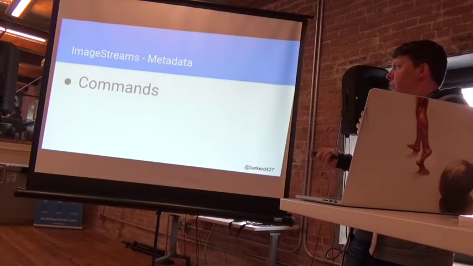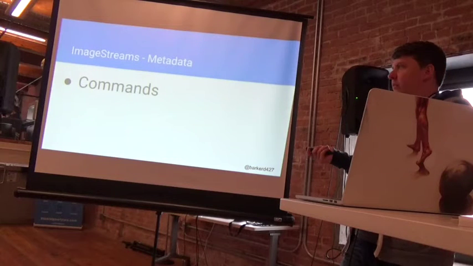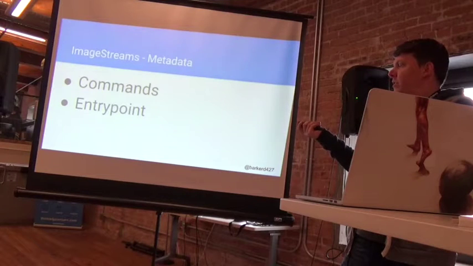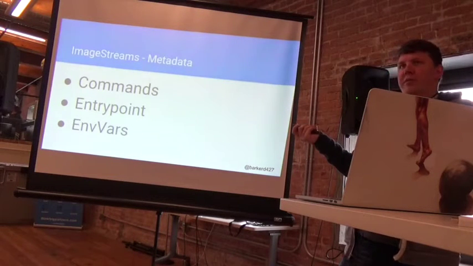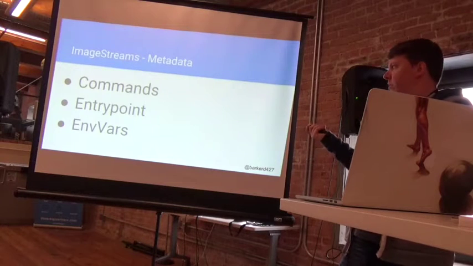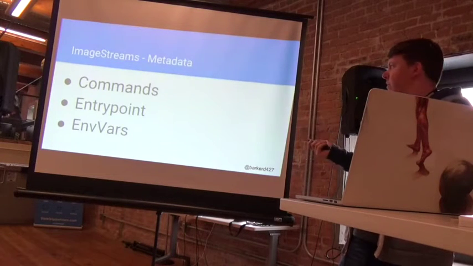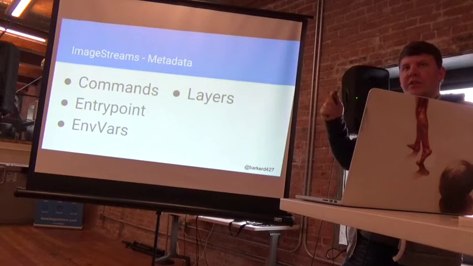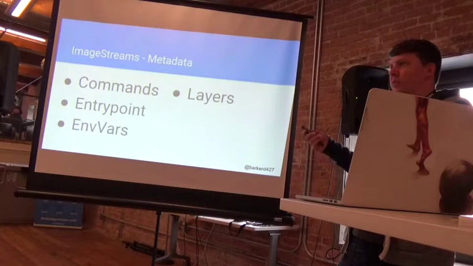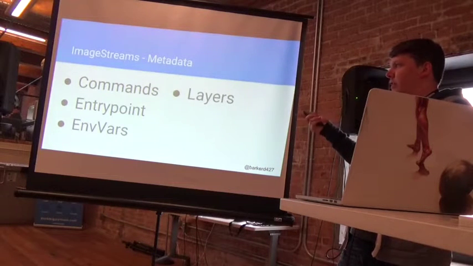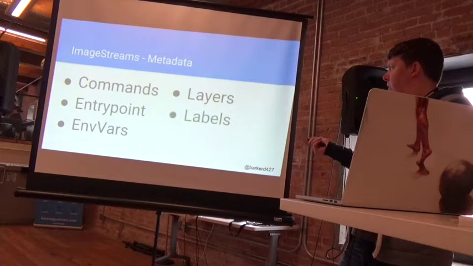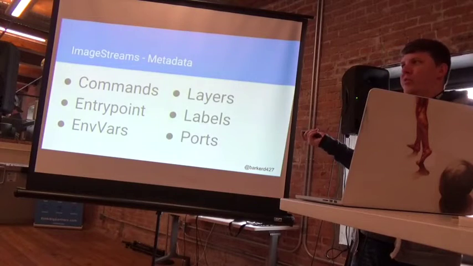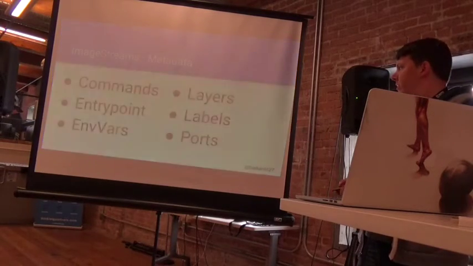So inside of the image streams, let's point out some quick metadata that it contains. It contains all the commands that were used to create the images. It lists the entry points, all the environment variables that were used to create the image. I believe that excludes the secrets. It includes all of the layers, so it'll list every single layer, just like if you did a Docker images command. It'll list all the labels that are attached to each image, and it'll list all the ports that are expected to be open on each image.